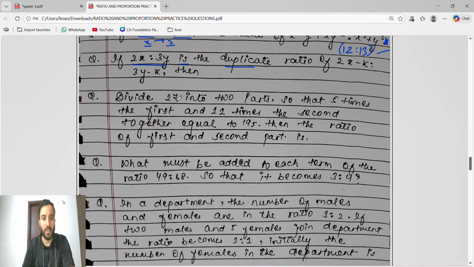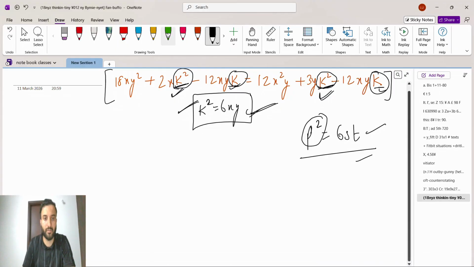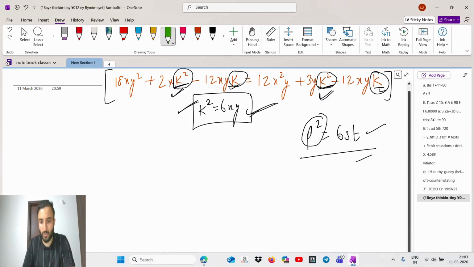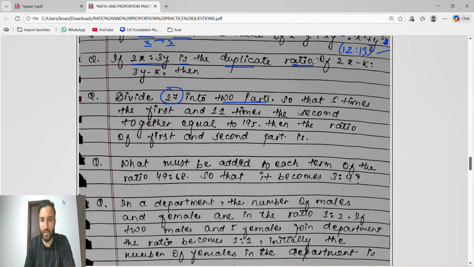Okay, next, divide 27 into two parts. This is very simple, guys. Here we get to know it is a ratio question. Divide 27 into two parts so that 5 times the first and 11 times the second together equal 195. Then the ratio of first and second part is? So guys, the question is of the ratio chapter. We have to find the ratio.